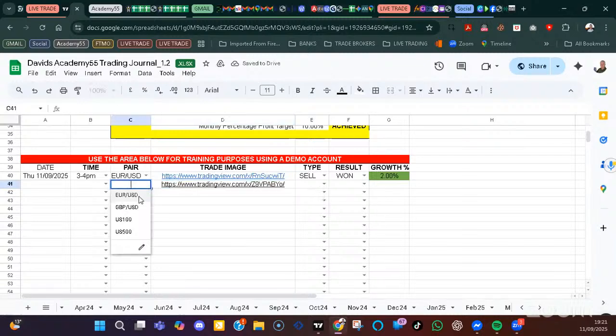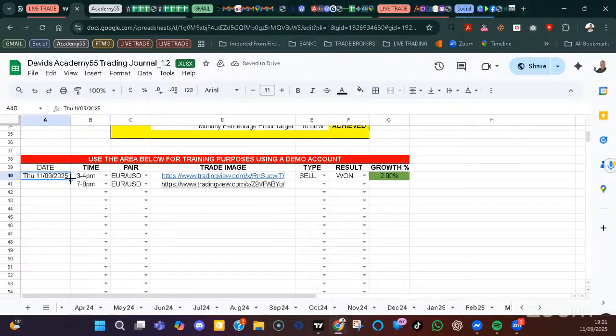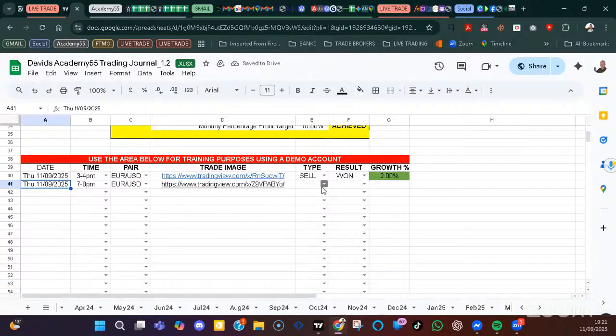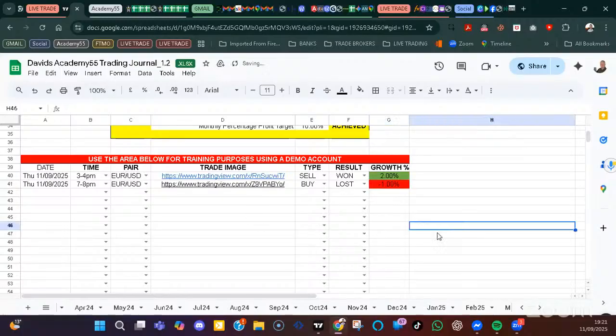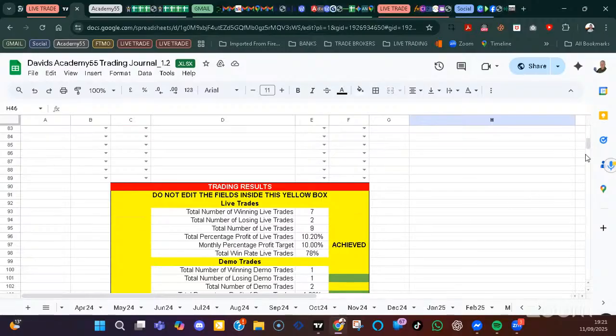It was the EUR USD again. It was between 7 and 8. It was the same date, Tuesday. So I drag that down there, put it on the 11th, and it was a buy, and unfortunately it lost, minus 1%. But that's okay, because overall, there's my 10% I've achieved.